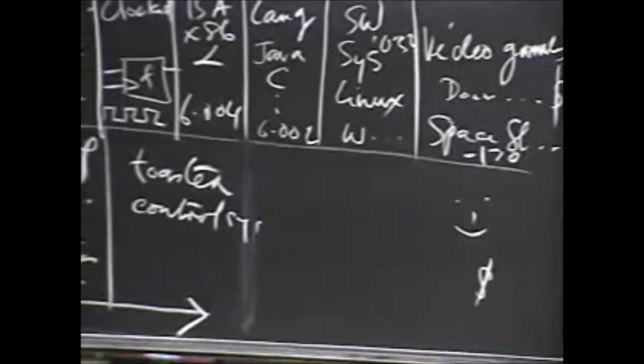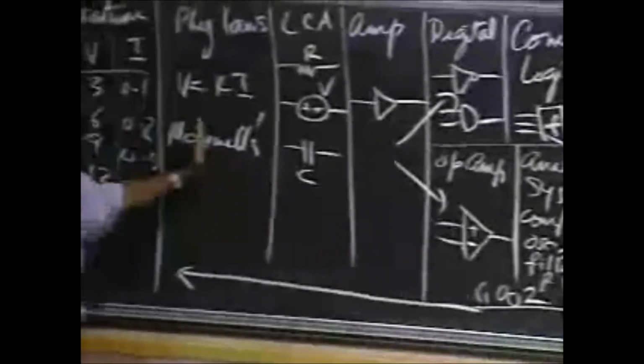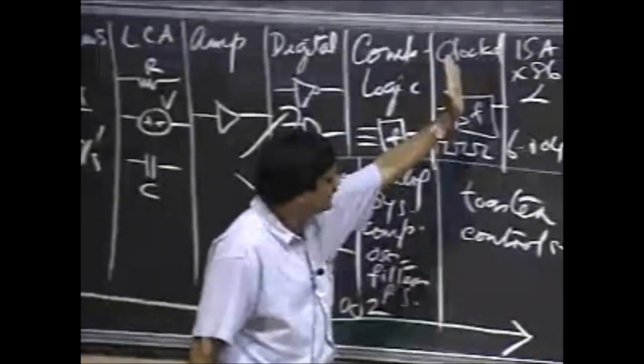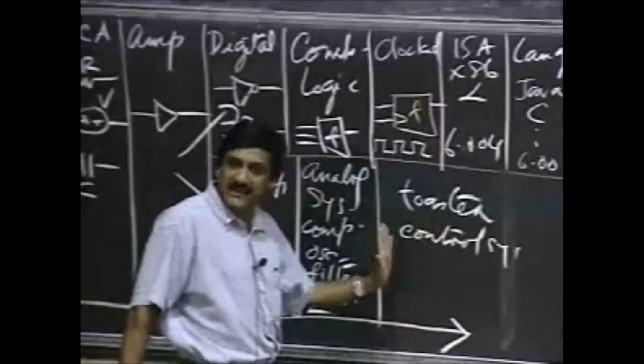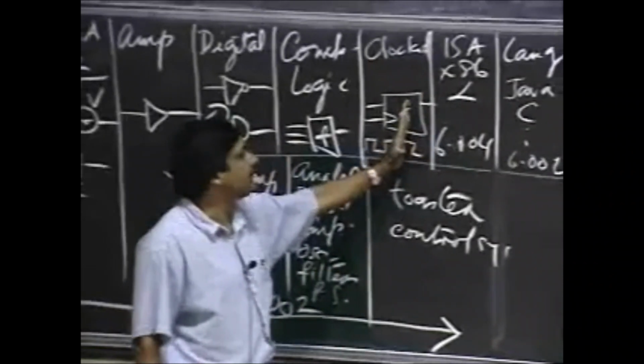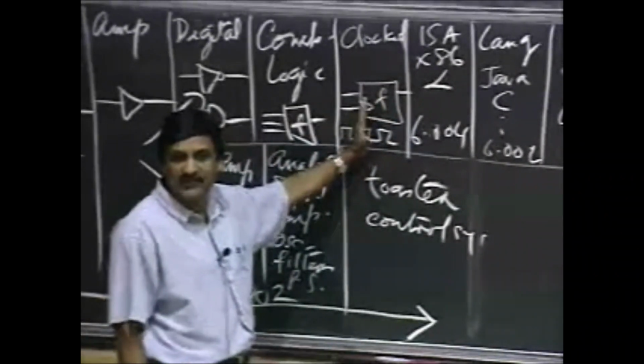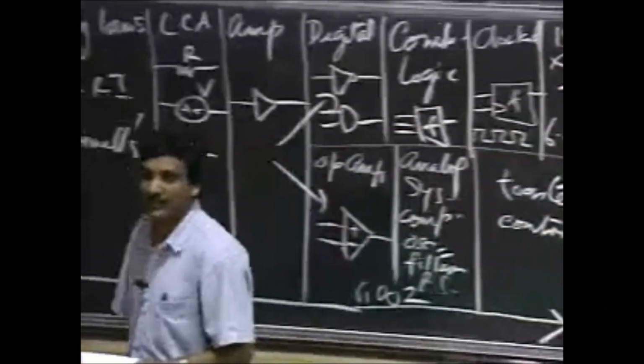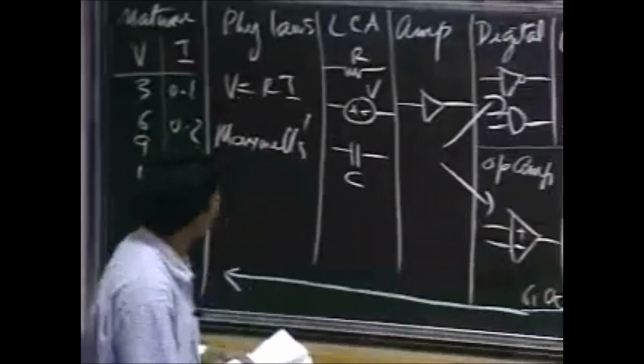So 6002 is about going from physics all the way to this point where we will build interesting analog systems and take you all the way up to interesting digital system components from which 004 will take you all the way to building computer architectures.